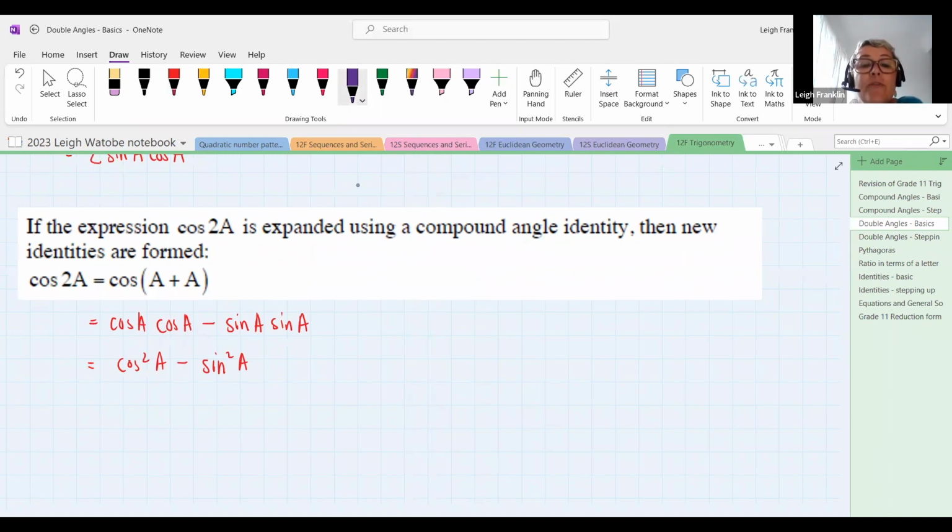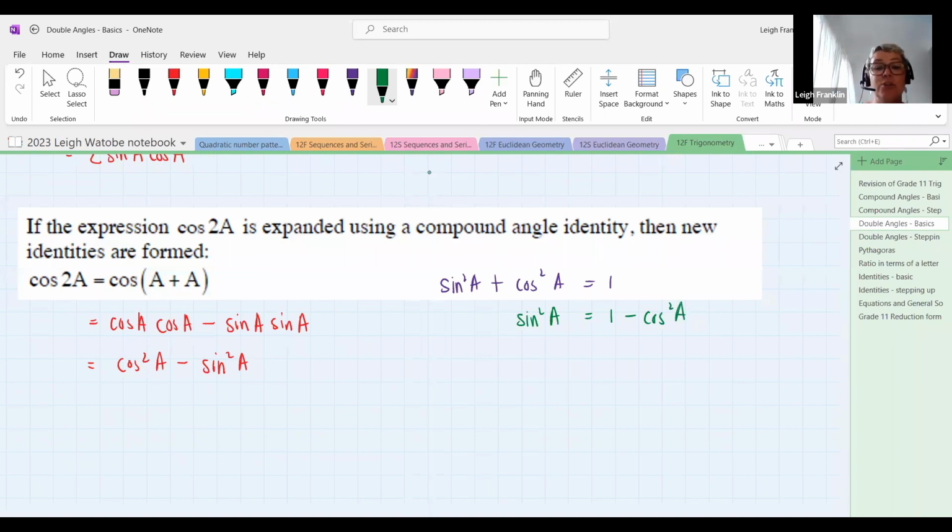So in grade 11, remember we learned about the square identity: sine squared A plus cos squared A equals 1. We all remember that. What we can do is either make sine squared A the subject of the formula, or make cos squared A the subject of the formula. If I make sine squared A the subject, it becomes 1 minus cos squared A.